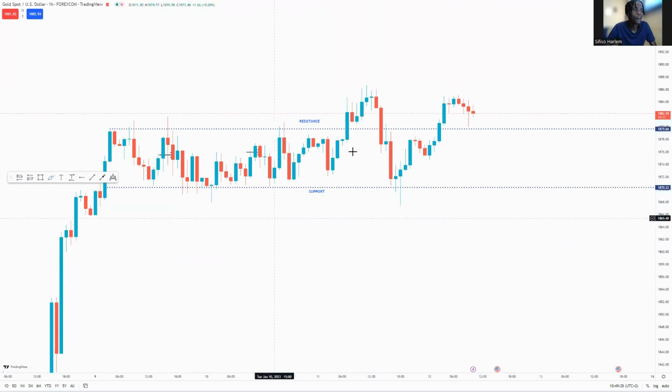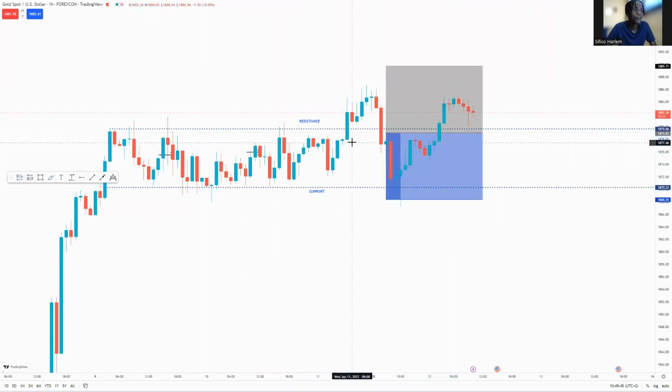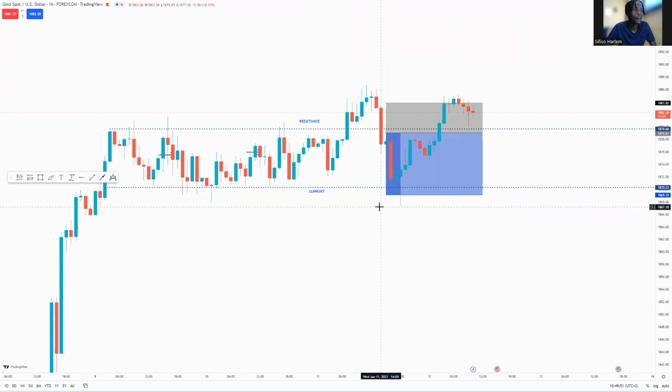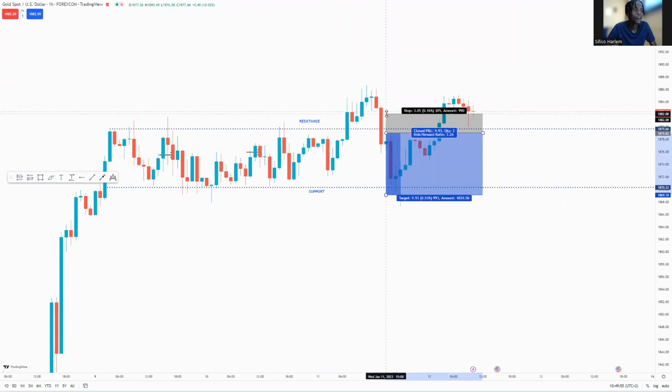So with this big candle close, all I waited for was a retest below. All I waited for, guys, was a retest below, right?